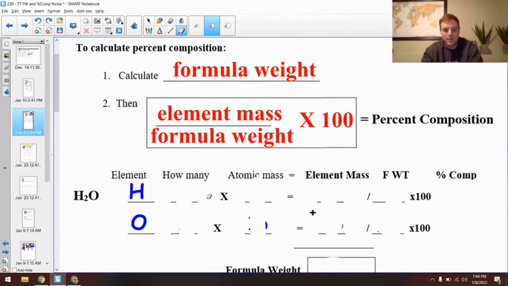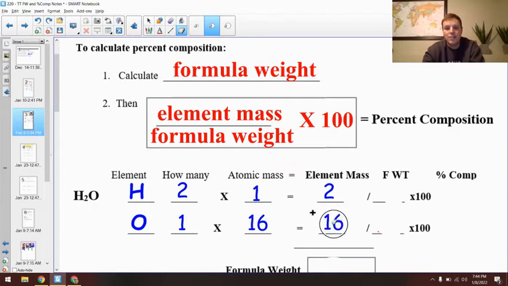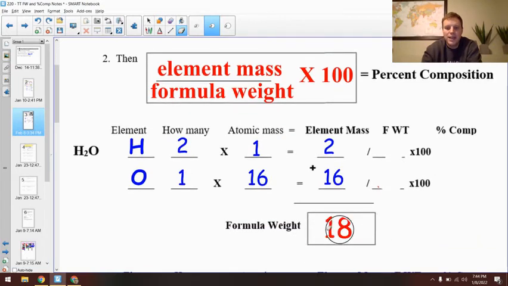So we have water, okay, H2O. So we're going to calculate our formula weight first. So we got those two hydrogens. They each have a mass of 1. And that gives us an element mass for hydrogen. Hydrogen's element mass here would be 2. For oxygen, we have 1 oxygen, mass of 16 for each one. And oxygen's element mass will be 16. Okay. Now, our formula weight will come out to be 18, because 2 plus 16 equals 18.